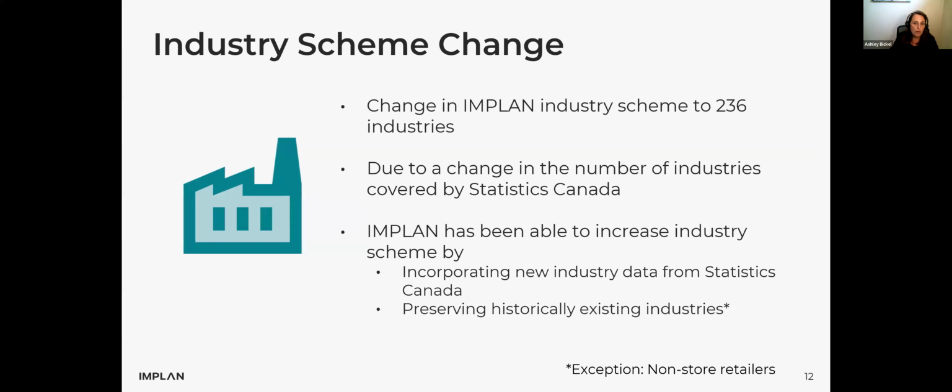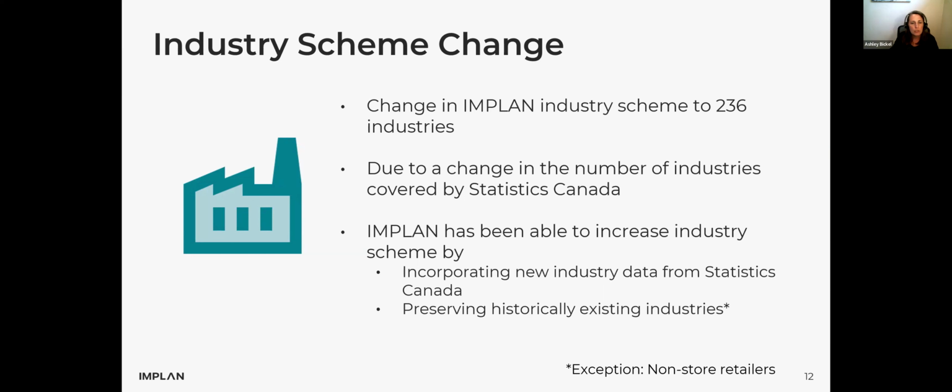So, for example, one of the new industries that we have now is called media streaming distribution services and other media content providers. Quite a mouthful. Likewise, one of the industries that has been deprecated is non-store retailers, which had separately classified internet retail, direct selling, and mail order retail from brick and mortar retail.